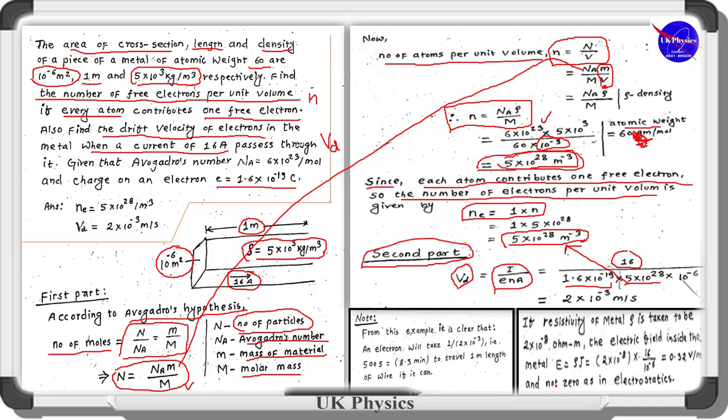So the electric field inside the metal is almost negligible, but can never be zero.